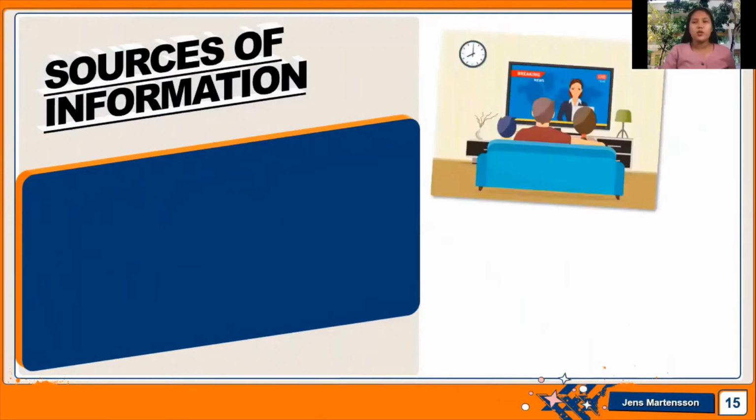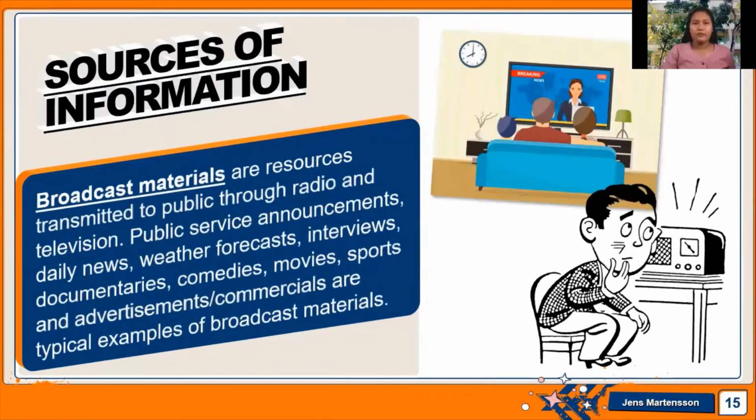Next, the second source of information is the broadcast materials. Broadcast materials or resources are transmitted to the public through radio and television. Public service announcements, daily news, weather forecasts, interviews, documentaries, comedies, movies, sports, and advertisements or commercials are typical examples of broadcast materials. So these materials are transmitted to the public through the use of radio and television.